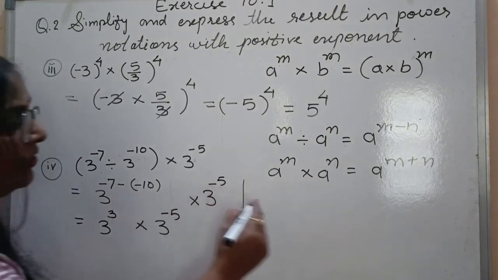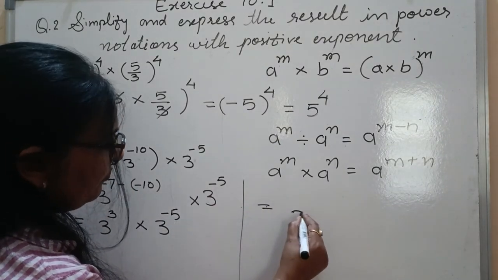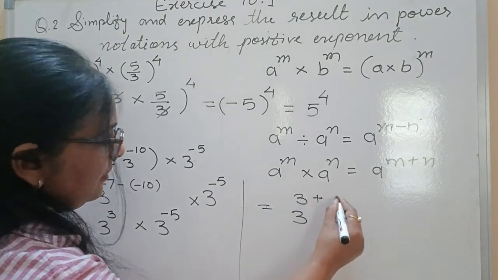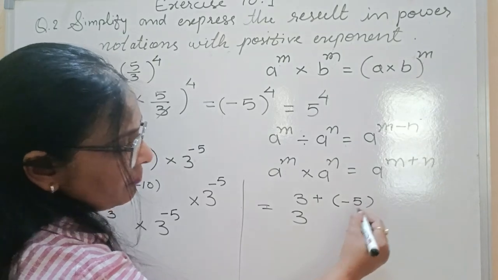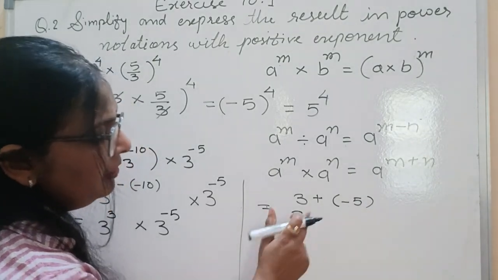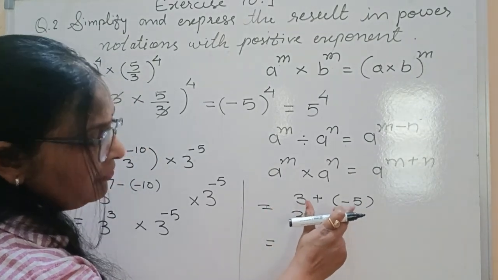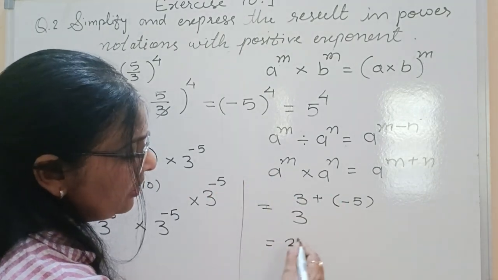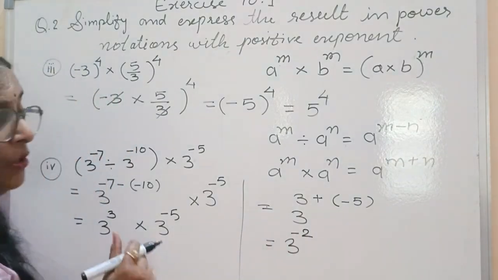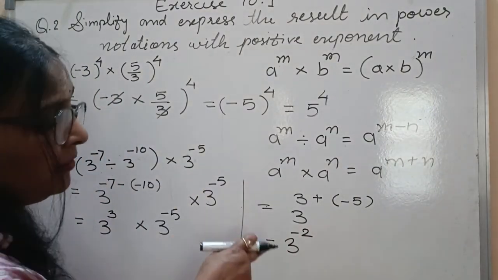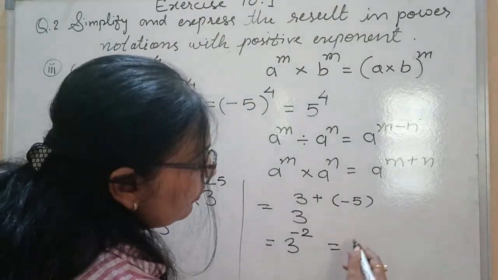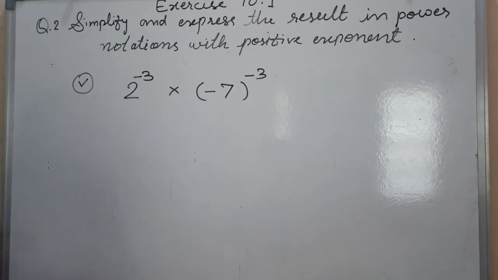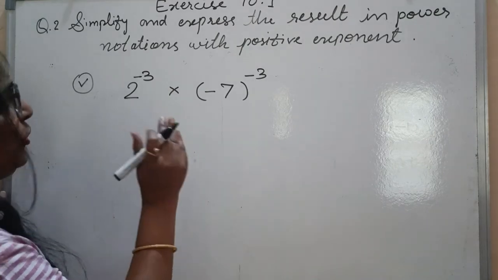Now what will you get? 3 raised to the power 3 plus minus 5. So what will you get here? Plus into minus is minus. 5 minus 3 is 2. Bigger number sign is minus. Therefore 3 raised to minus 2. You have to make powers positive. Therefore what can you write? 1 by 3 square.